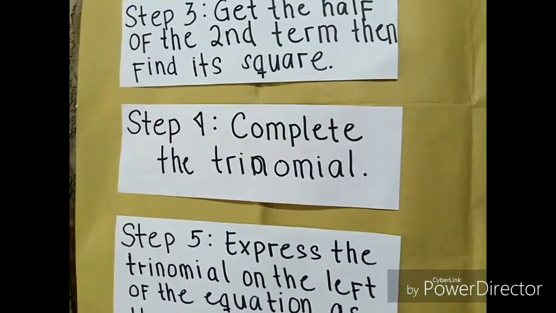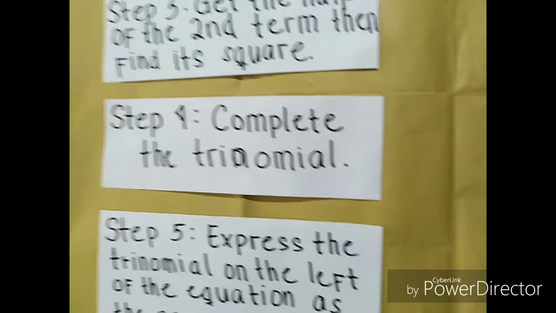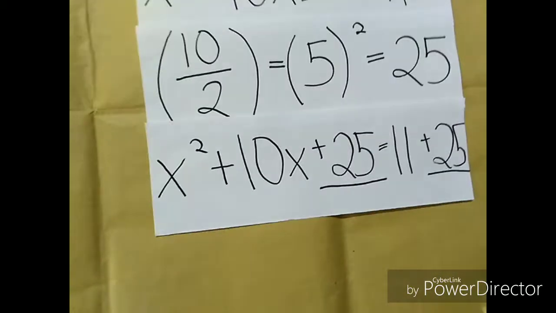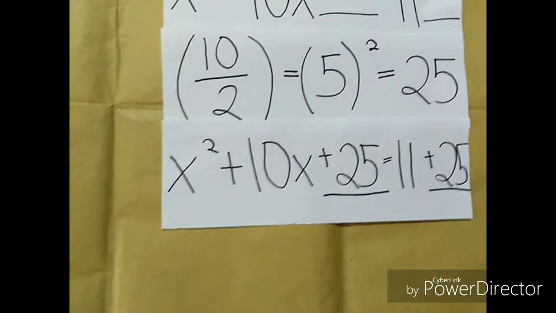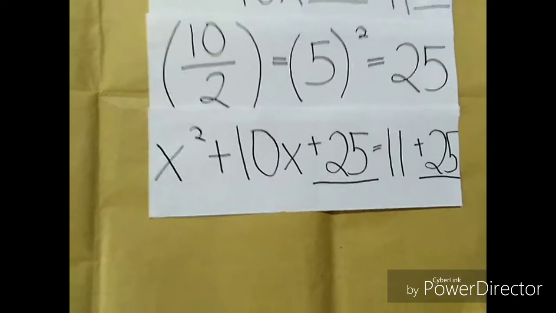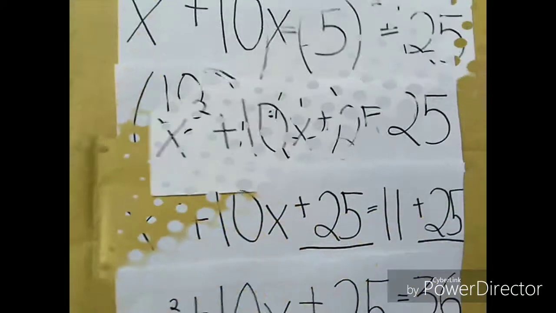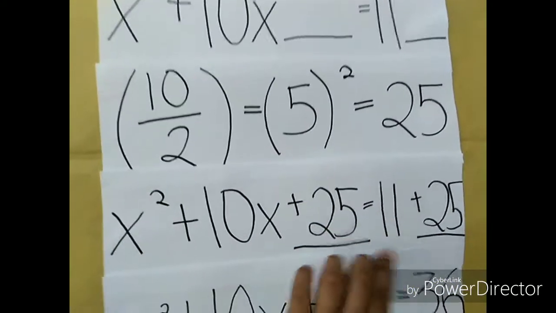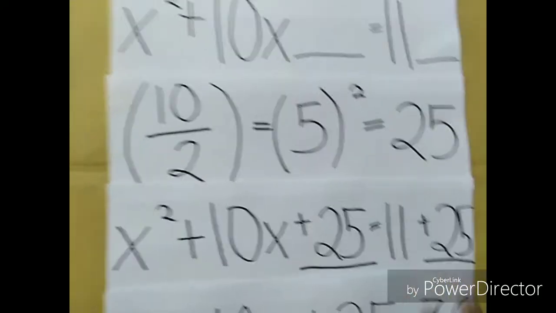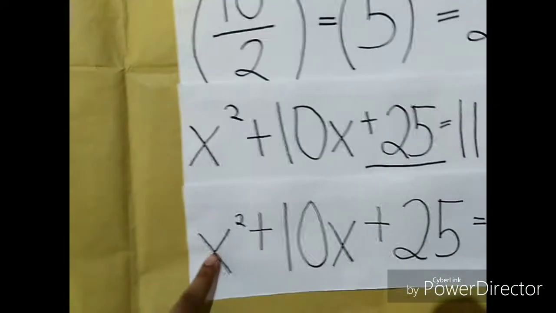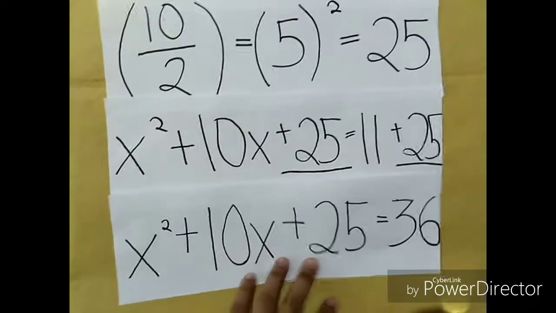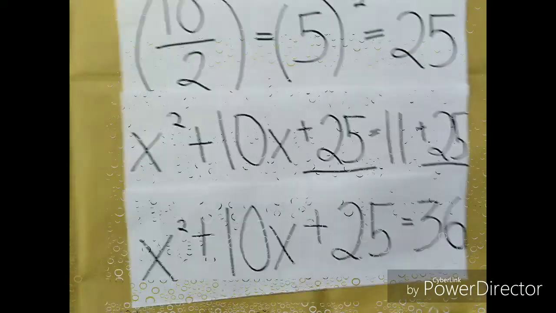So let's proceed to step 4. Complete the trinomial. Since we have x squared plus 10x plus 25 equals 11 plus 25, we need to add 11 plus 25. So it will become x squared plus 10x plus 25 equals 36.